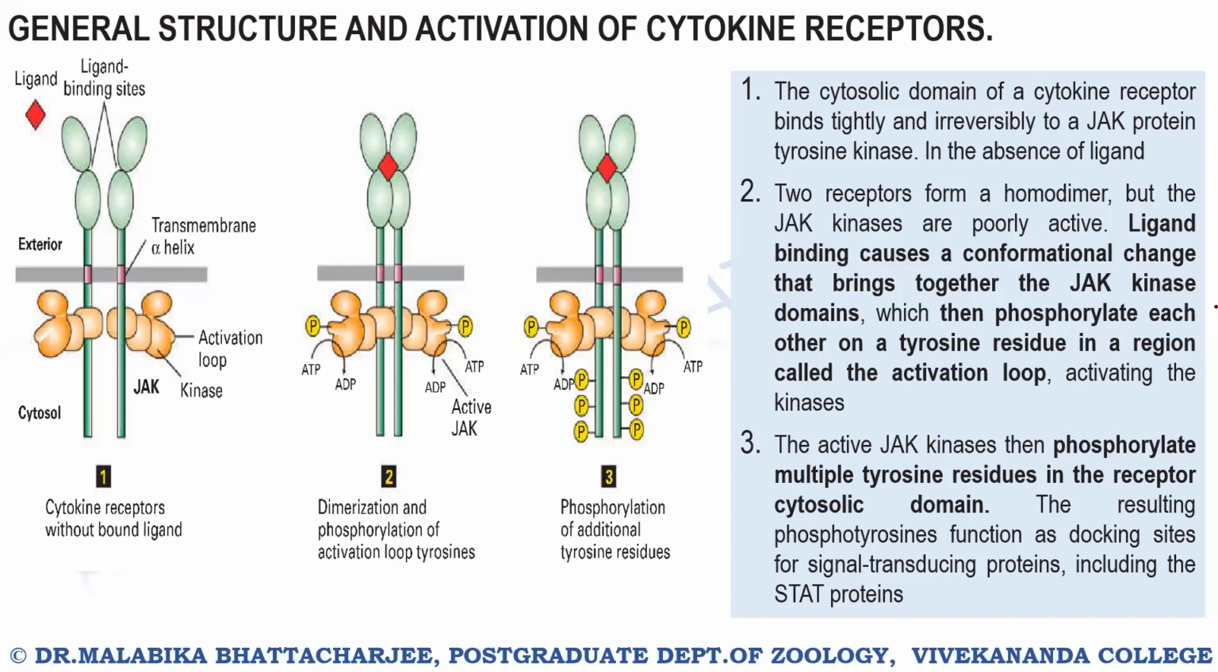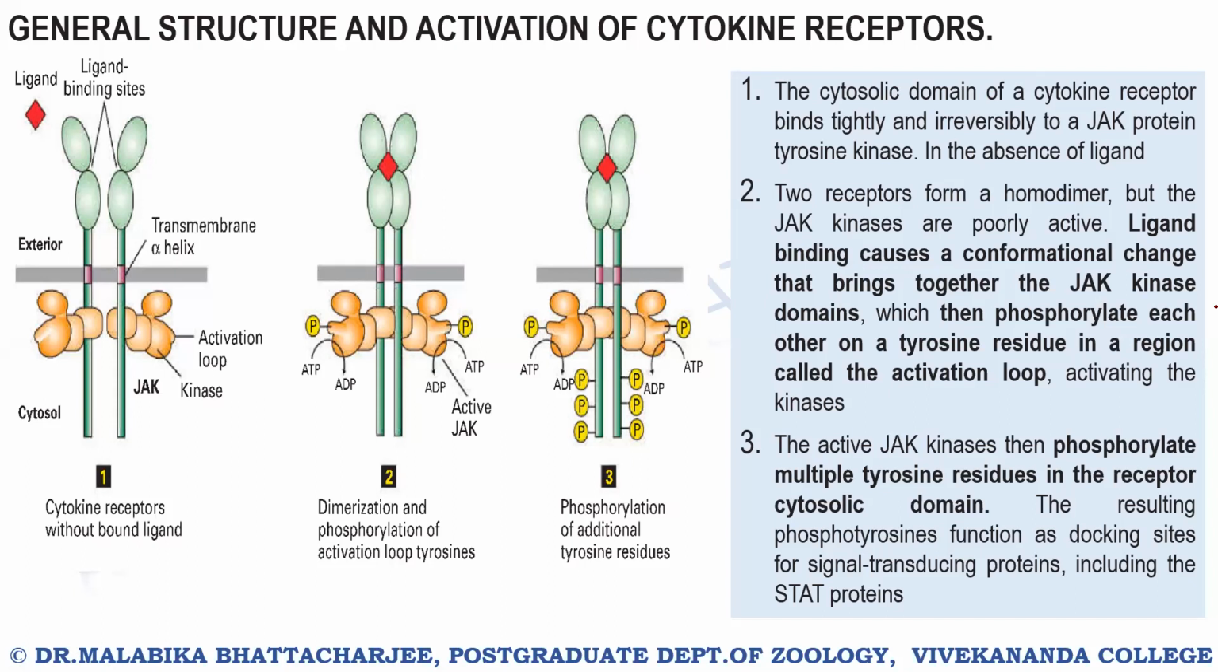So we did the receptor signaling molecules, we did the receptor classification, and we have done already tyrosine kinases. Now we are moving on to the final part of our signaling topic, that is the JAK-STAT pathway. Now, the JAK-STAT pathway is specifically opted by the cytokine receptors.